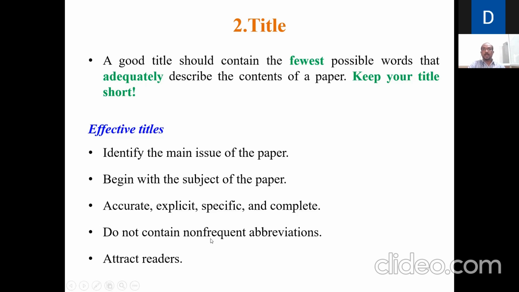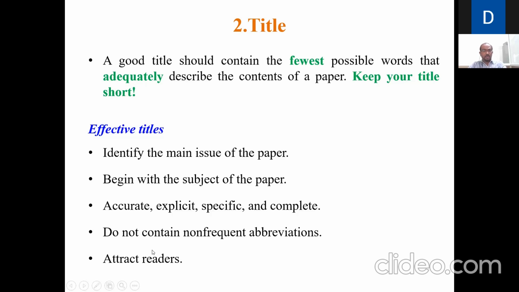Do not contain non-frequent abbreviations. Please avoid many abbreviations. Non-frequent means there are some abbreviations that are not well known. DNA is also an abbreviation, but we all should know what DNA is, so this type of abbreviation you can put in the title. But if you have some other unknown abbreviation, you don't use it in the title. My point is, as much as possible, don't use abbreviations in the titles.